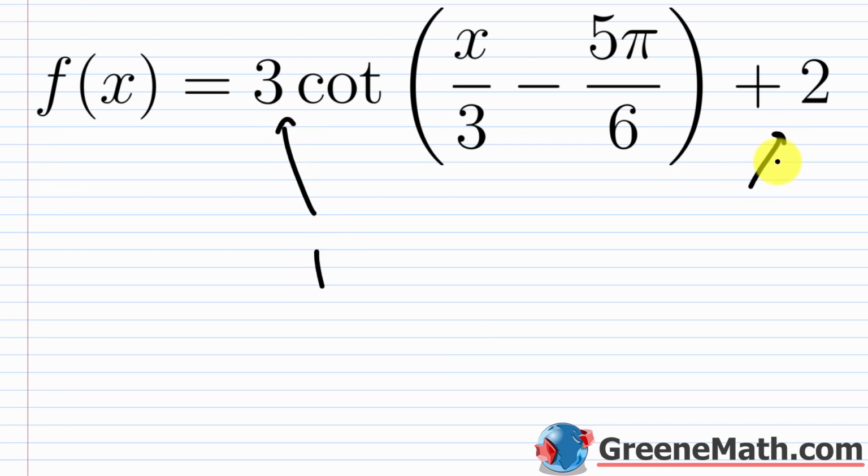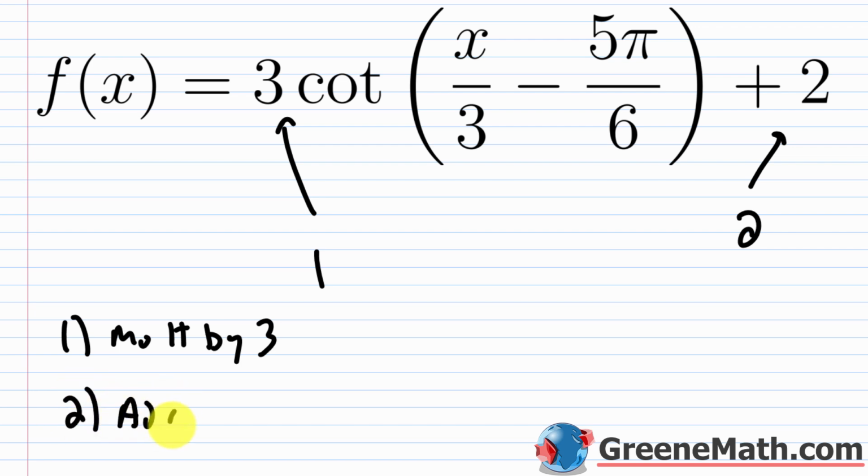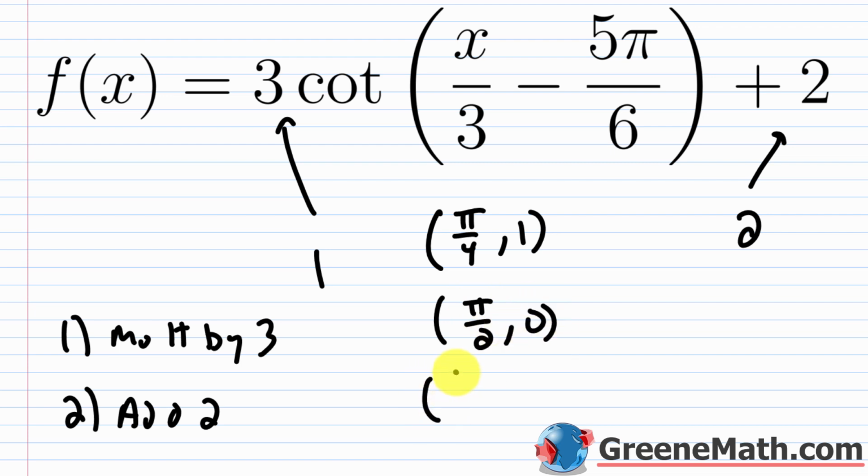And then the second thing is you're going to add 2. So you're going to multiply by 3. That's number 1. And then the second thing is add 2. Now remember, your points changed. Now you have pi over 4, comma 1. Then you have pi over 2, comma 0. And you have 3 pi over 4, comma negative 1. So you have to memorize these new points. If you're used to working with tangent, it's going to throw you off.